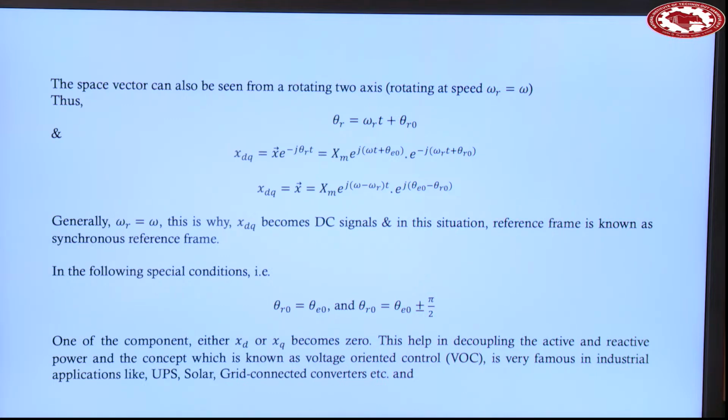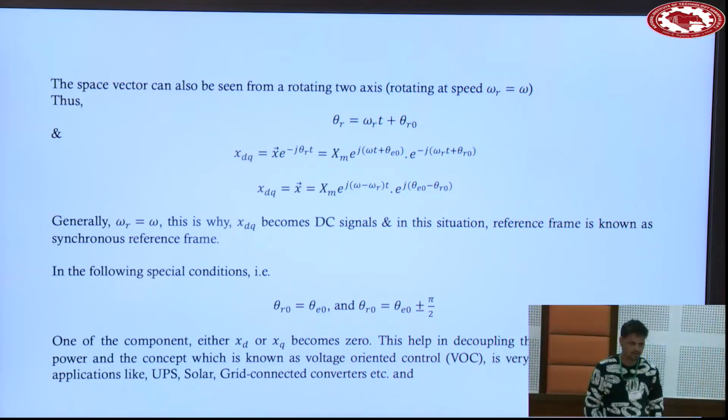If it is so, then what is the condition? Xd is equal to xm, and xq is going to be 0. Real part only, right? Here xd is the real part and xq is the imaginary part. So xd is going to be xm, and xq is going to be 0.